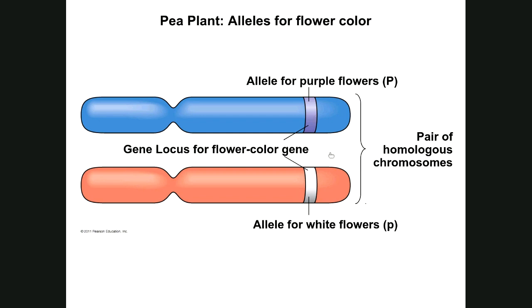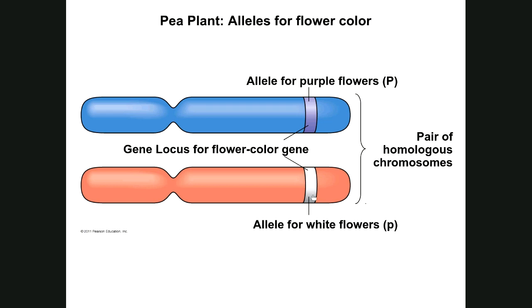Again, the blue represents paternal, the red represents maternal, but they're the same length, centromeres at the same location, and at the same exact gene loci. Geneticists found there were 2 forms of the gene for flower color, which they eventually came to refer to as the dominant P allele, using an uppercase P to denote the dominant phenotype that Mendel had discovered, purple.